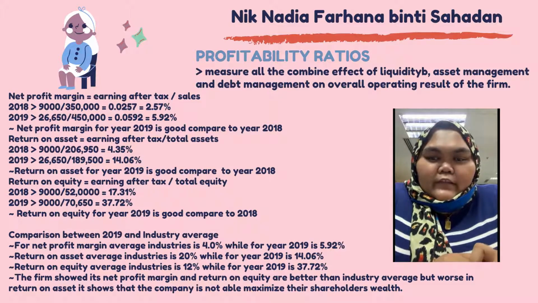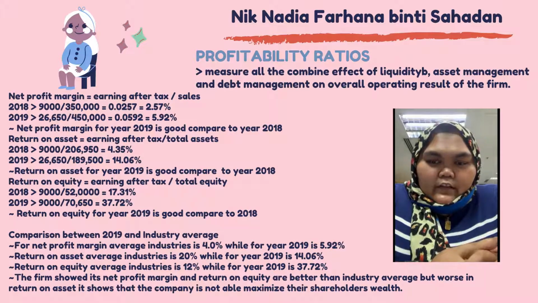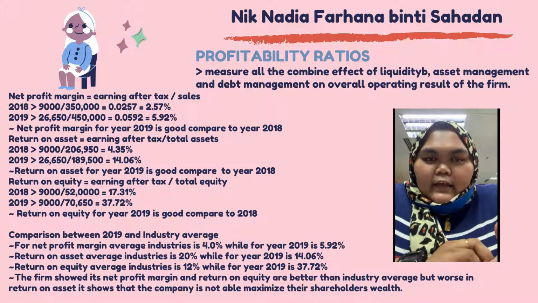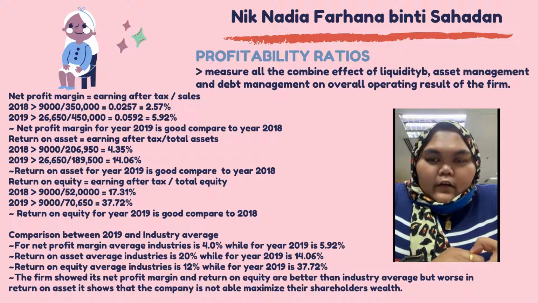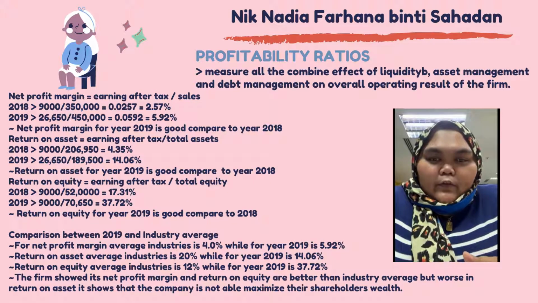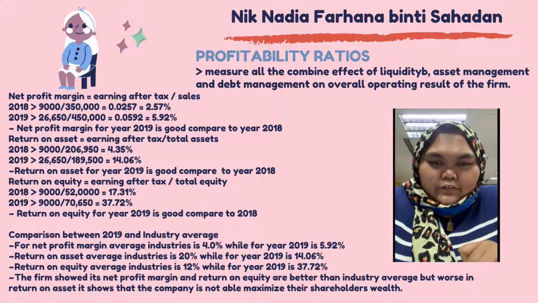For year 2019, okay, 26,650 divided by 450,000. Okay, the answer is 0.0592. Okay, the answer must be in percent. It will get 5.92%. Net profit margin for the year 2019 is good compared to year 2018.